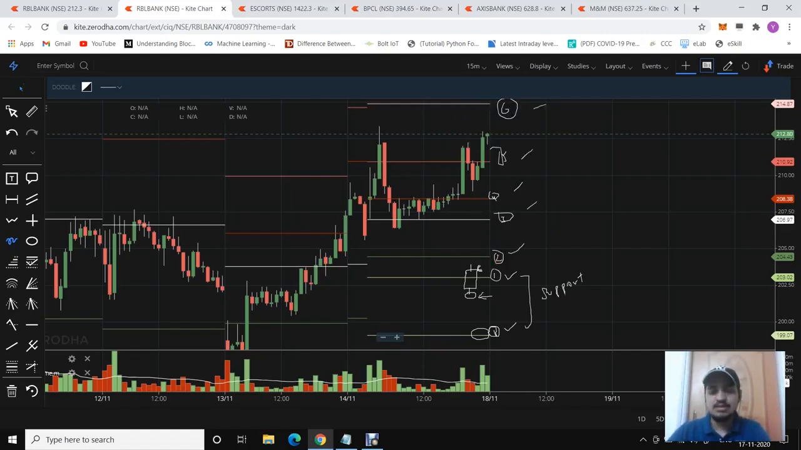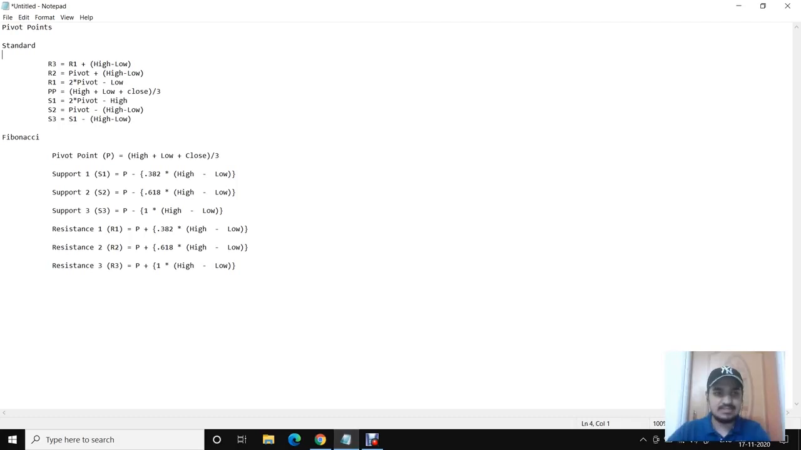So these are pivot points. These pivot points tend to act as support or resistance levels respectively. Okay, fine, let's move on. So basically there are two types of pivot points, that is standard and Fibonacci. So I'll just show you.